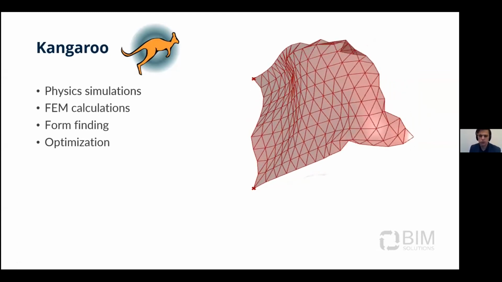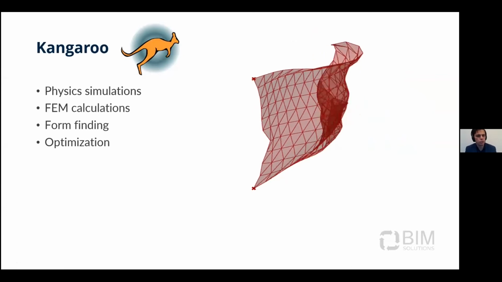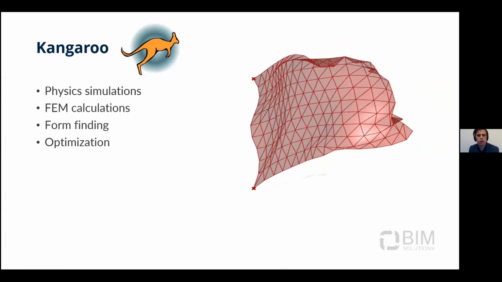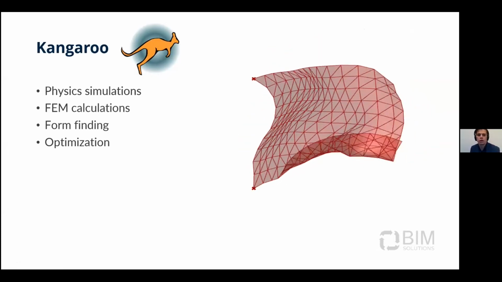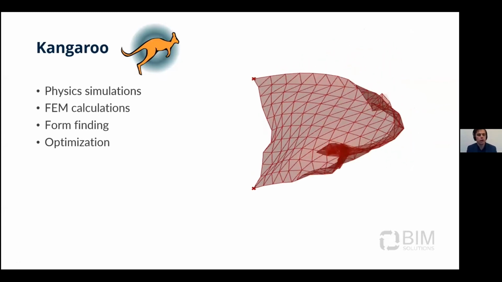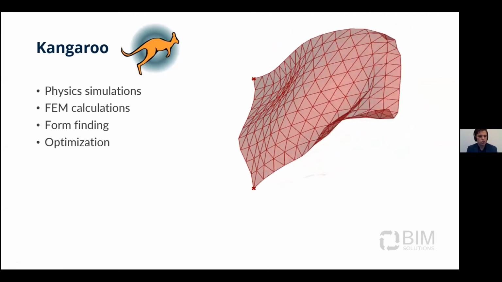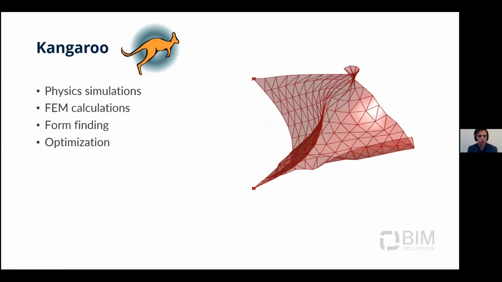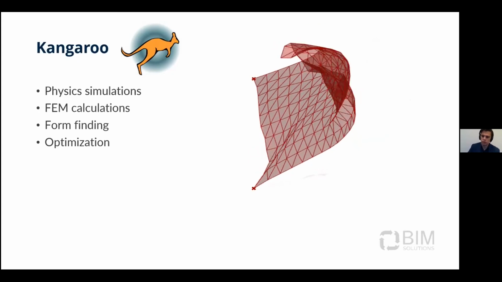And the next topic, which is probably my favorite part of Grasshopper, is called Kangaroo. It's a set of tools that allows you to do all kinds of physics simulations inside of Grasshopper and inside of Rhino. You can use it for FEM calculations as well. You can do form finding with it. You can do all sorts of optimizations with it. So it's a really neat tool.